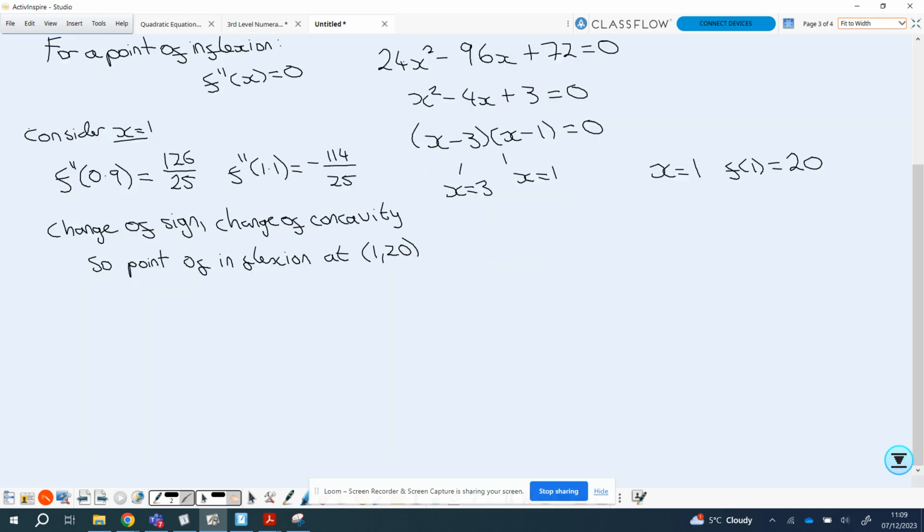We'll now do the same for the second point. The second value was when x was 3, so we're going to consider x equals 3. Again, we need something just before it, so we'll go 2.9. Sub 2.9 in the second derivative, you end up with negative 114 over 25. And putting something just after, like 3.1, you end up with 126 over 25.